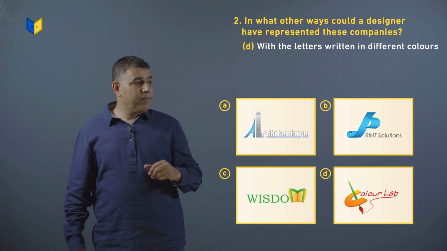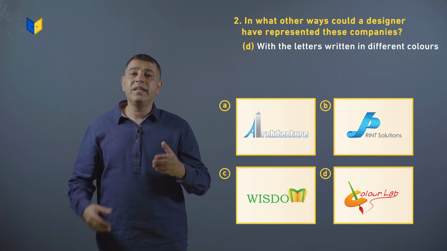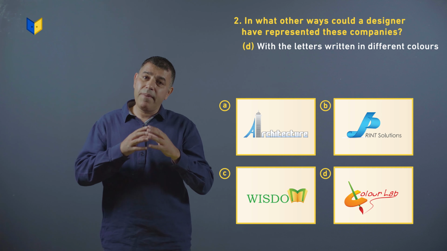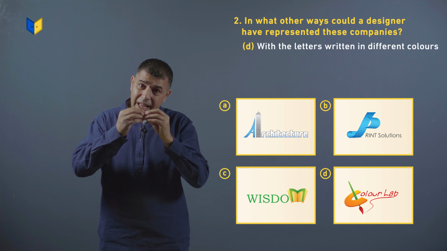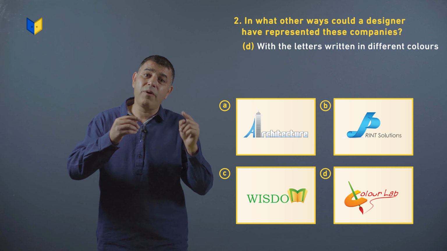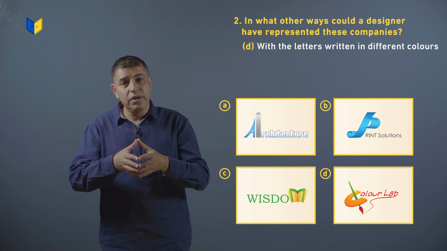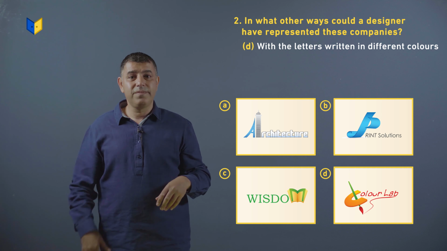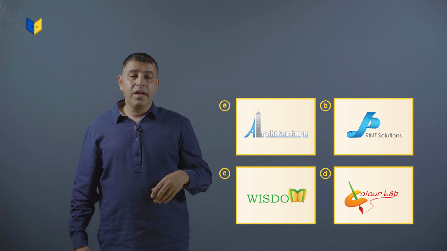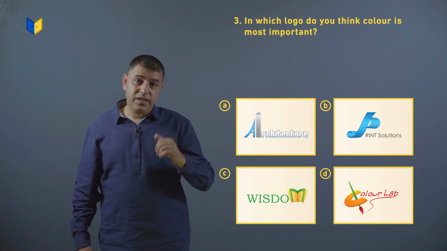And in D, with the letters written in different colors. أما في D بتكون letters الأحرف مكتوبة بألوان مختلفة because we are talking about colors. Now let's go to the next question.